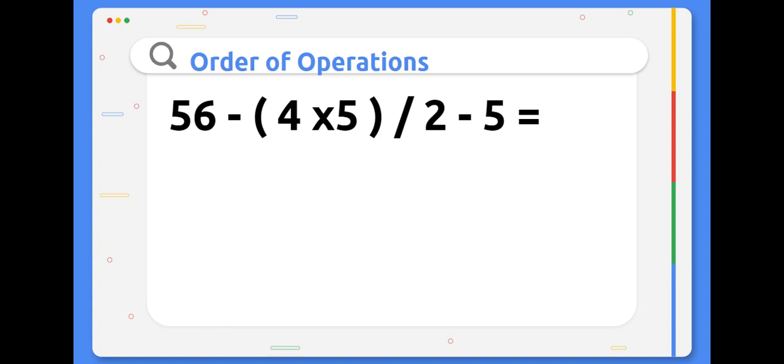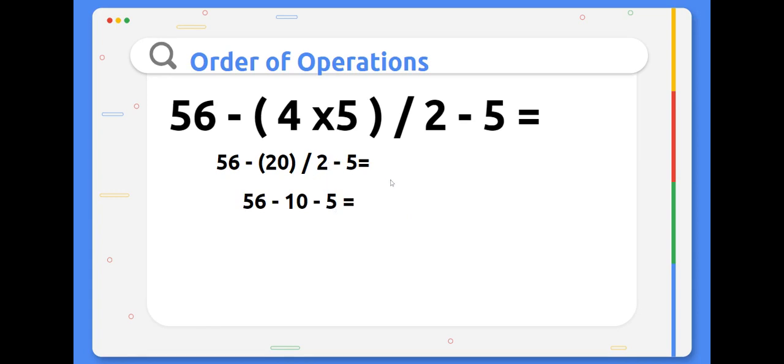All right, so in this problem, the first thing you should have done was your parentheses. You should have said 4 times 5 is 20. So then we bring down what we haven't used. So 56 minus 20 divided by 2 minus 5. The next step in this one would have been the division. So 20 divided by 2 is 10.